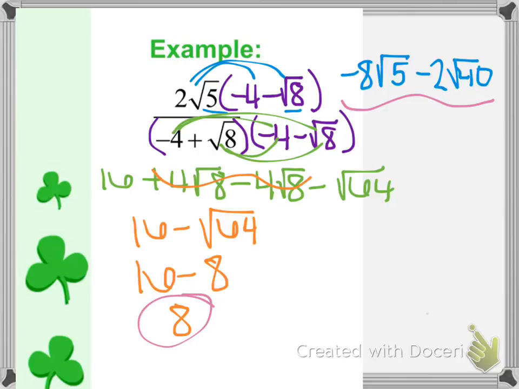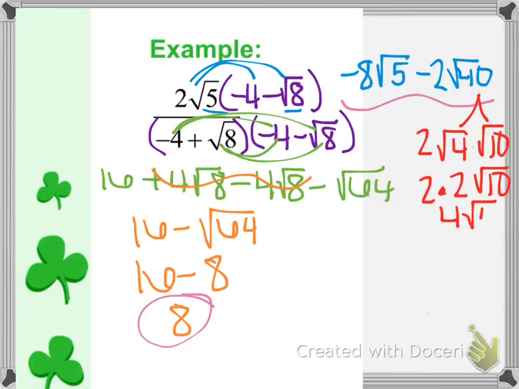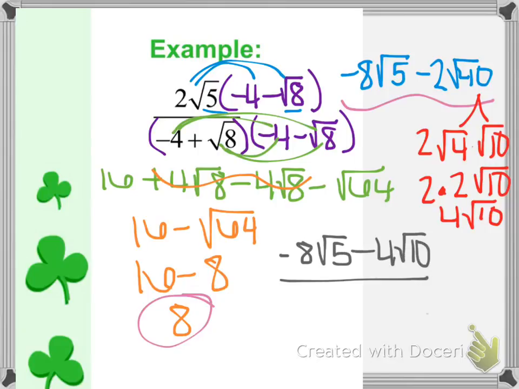Check the roots before you start moving things around. My roots on top are 5. 5 is prime, so I know I can't break that down anymore. But 40 is divisible by 4. So I need to break that up. 4 and 10. The 2 is still on the outside. Square root of 4 is 2. 2 times 2 is 4. So that term goes to 4 root 10. So I now have negative 8 radical 5 minus 4 radical 10 all over the 8 that I had from the bottom.